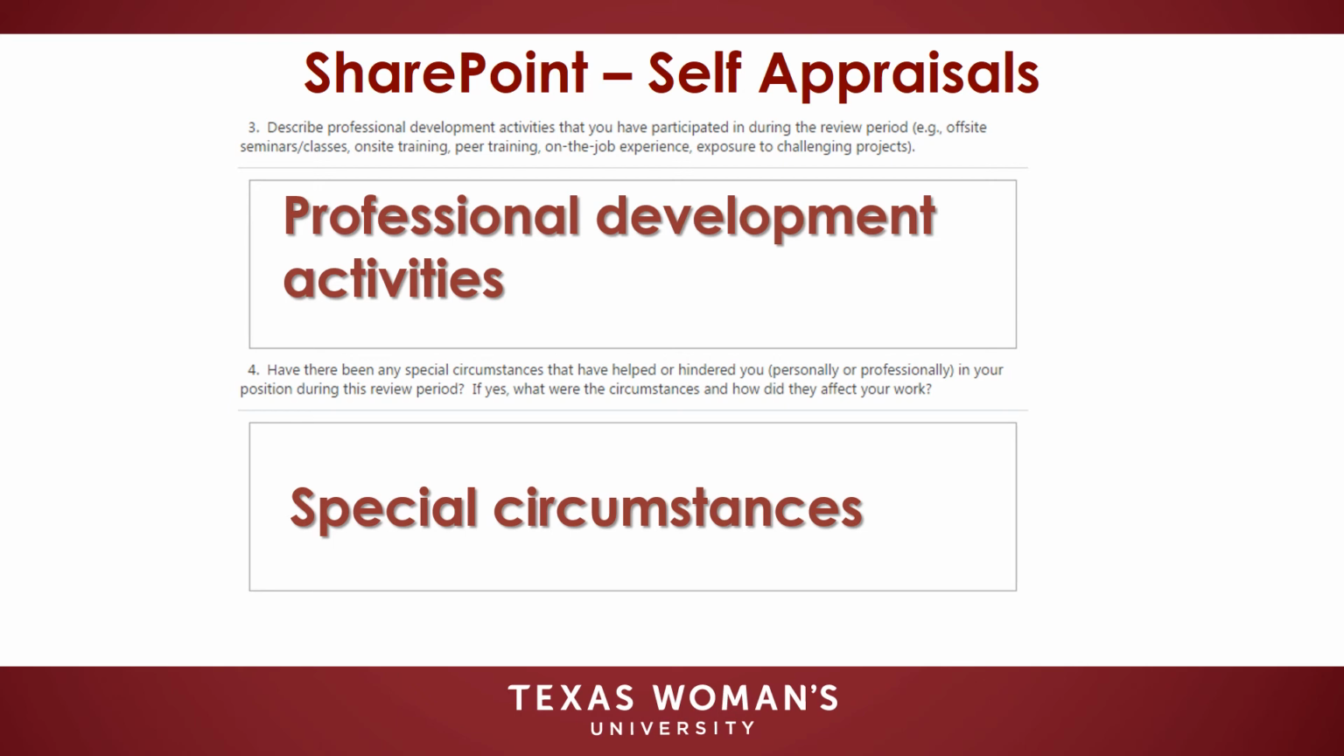The fourth question is your opportunity to point to special circumstances that have occurred during the review period. These can be personal or professional challenges, changes in circumstances, changes in the direction of your position, or anything else that you believe is valuable for your supervisor to consider. Be sure to include language as to how these challenges or circumstances have affected or impacted your work.